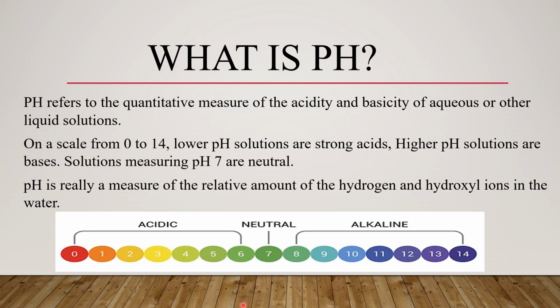What is pH? pH refers to the quantitative measure of the acidity and basicity of aqueous or other liquid solutions. See here, the scale is from 0 to 14. Lower pH solutions are strong acids. Lower pH, 0 to 6, is acidic solutions, and higher pH solutions, up to 14, are called bases, and neutral is 7. pH is really a measure of the relative amount of hydrogen and hydroxide ions in the water. Hydrogen H+ and OH- in the water molecule.